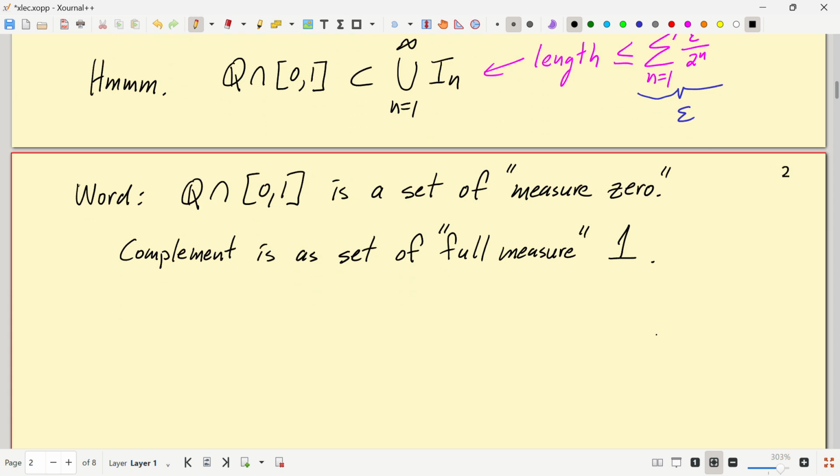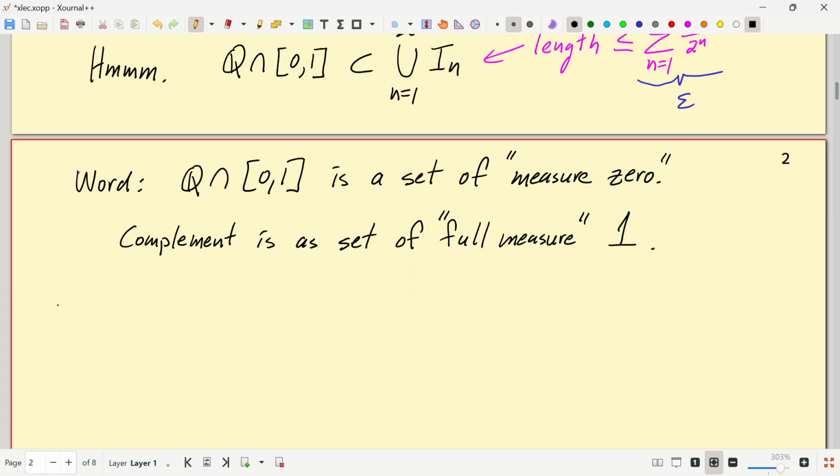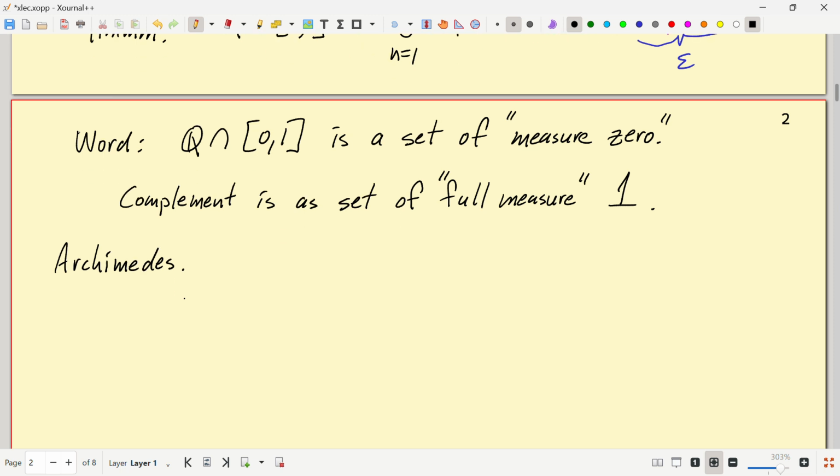And as long as I'm going to do history, I might as well go back to Archimedes. Good old Archimedes. Somehow Archimedes figured out the area under a parabola.